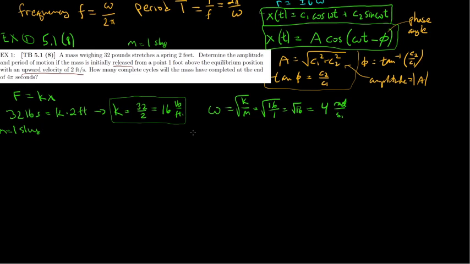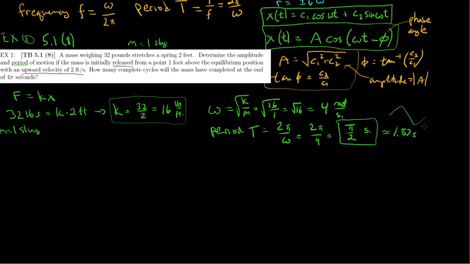Okay. And so from that we can calculate the period, because they do ask for the period of motion. So the period, T, is just 2 pi divided by omega. So that's going to be 2 pi divided by 4, or pi over 2. And this is just in seconds. Right? So roughly 1.57 seconds, if I remember right. So just over 1.5 seconds to go back and forth, right? So that's one period.